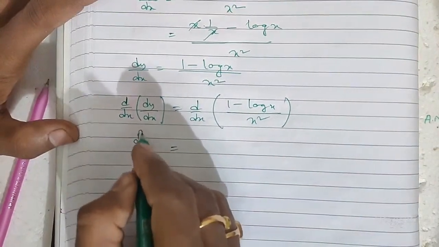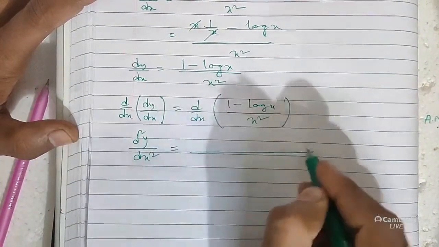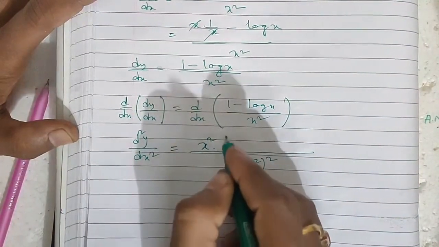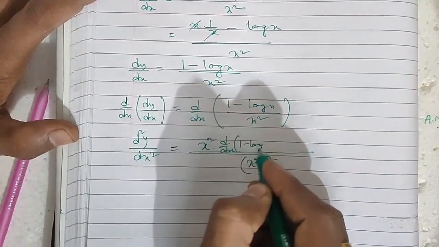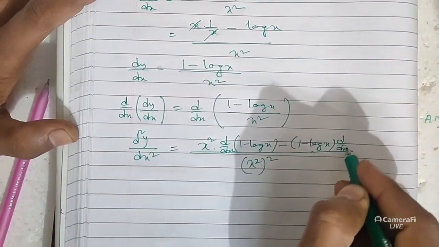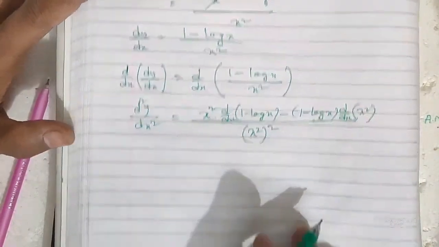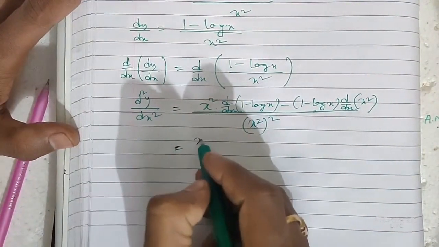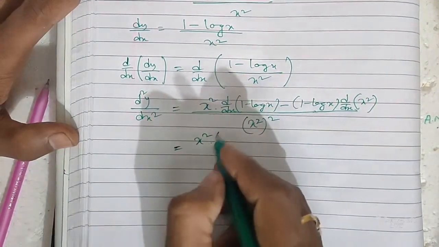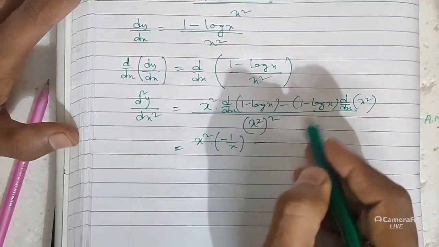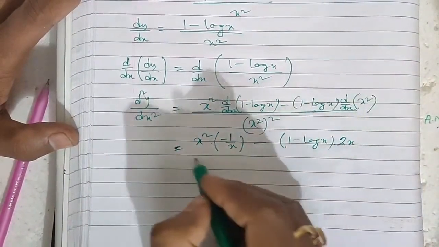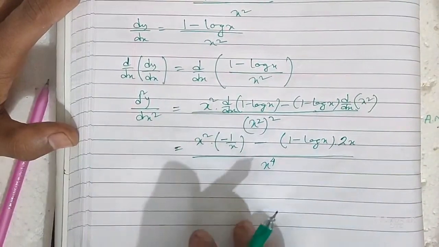That means d2y by dx2 is equals to, here denominator x square, so x square whole square, x square unchanged, ddx of 1 minus log x, minus 1 minus log x unchanged, ddx of x square. X square, ddx of 1 is 0 and ddx of log x is 1 by x, so it will be minus 1 by x, minus 1 minus log x, ddx of x square is 2x, whole divided by x to the power 4.